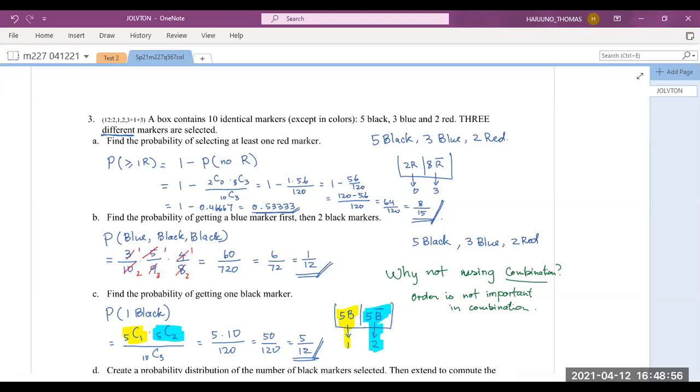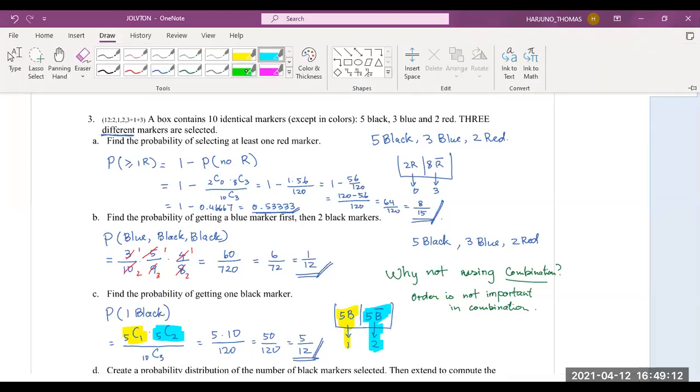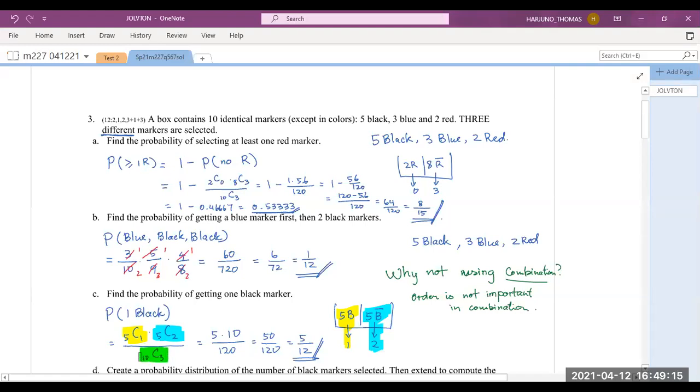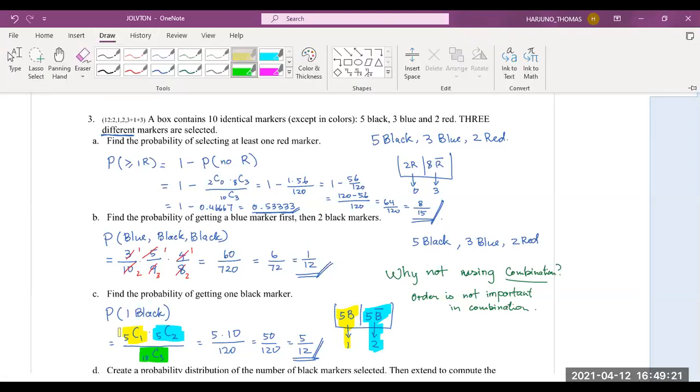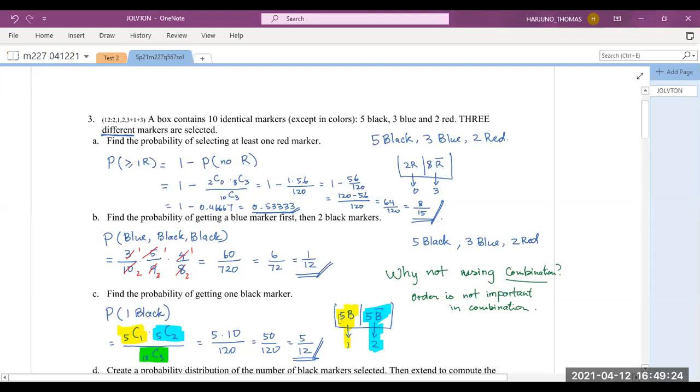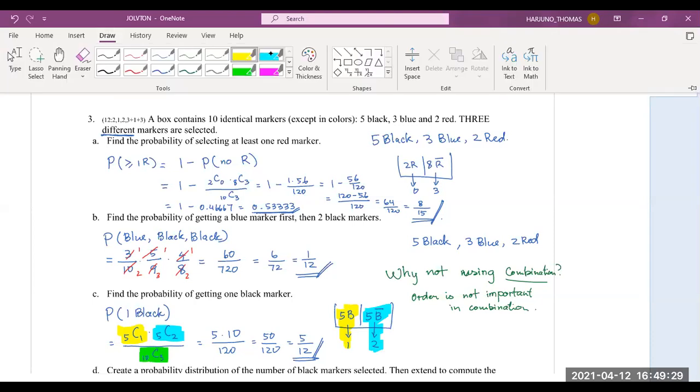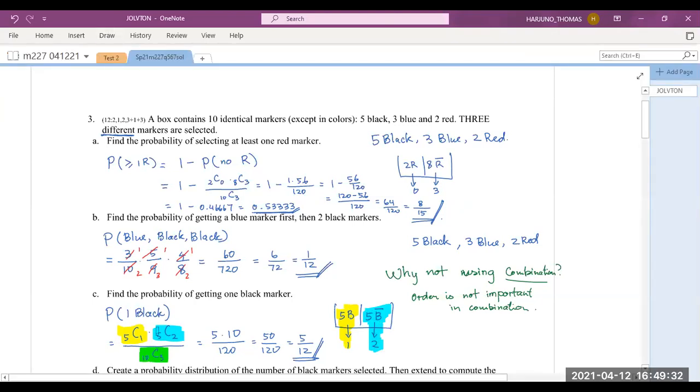Is it okay? Why is it 5 choose 2 and not 5 choose 3? The 5 choose 2 in this blue one here? Yeah, notice that we select 3 markers in total. So that will be 10 choose 3. That's the 10 choose 3. Now, if one of them is black, it means the other two of these 3 markers have to be not black. So the 5 choose 2 actually comes from the 5 not black, choose 2 of them.